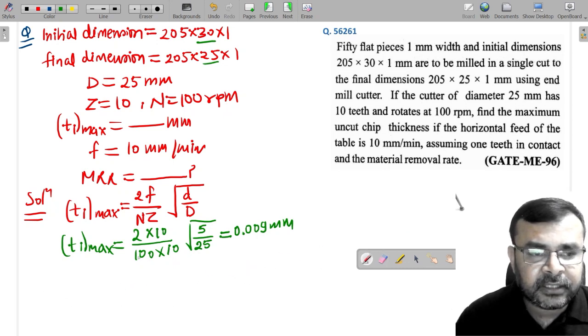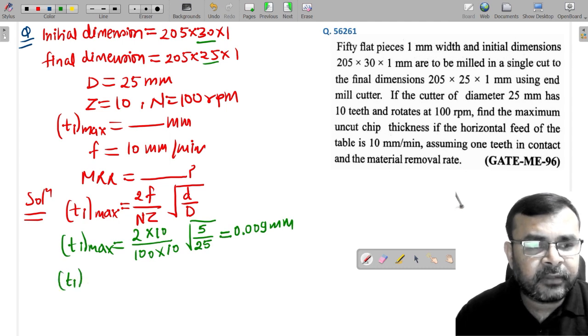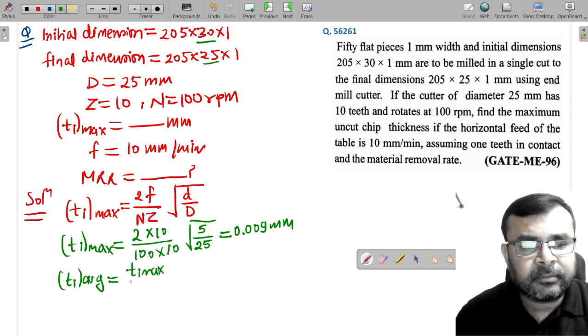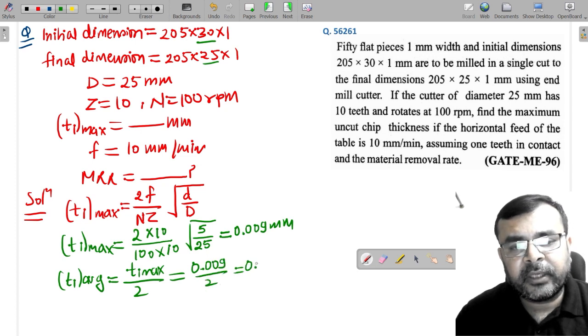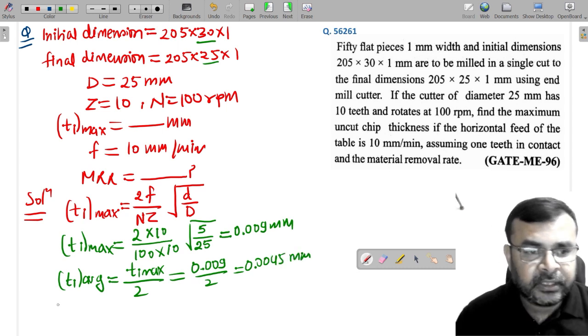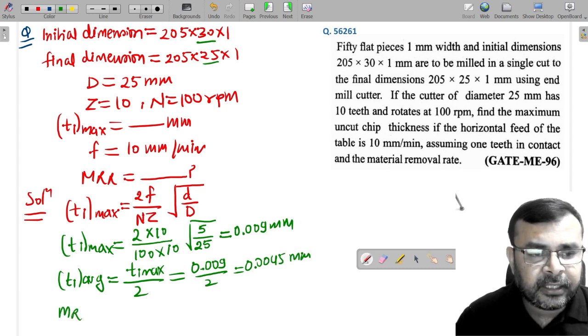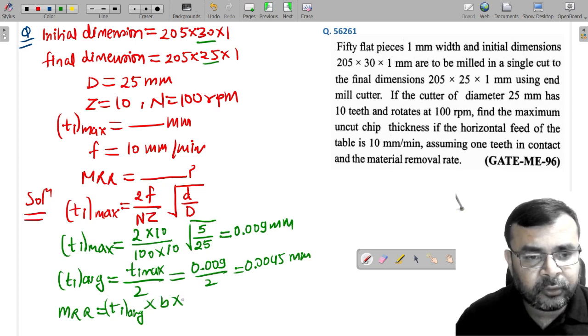If I write average thickness, then what about T average? T1 average is nothing but T1 max by 2, correct? So this is 0.009 by 2, so this is 0.0045 millimeter. Is it right? Now MRR can be written as T1 average, this is average chip thickness, into width into FM.